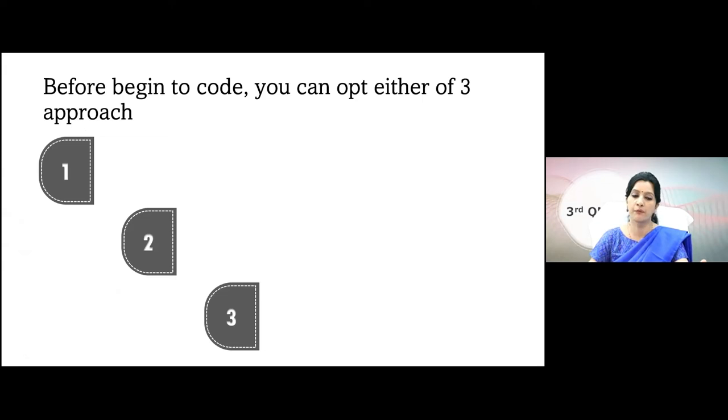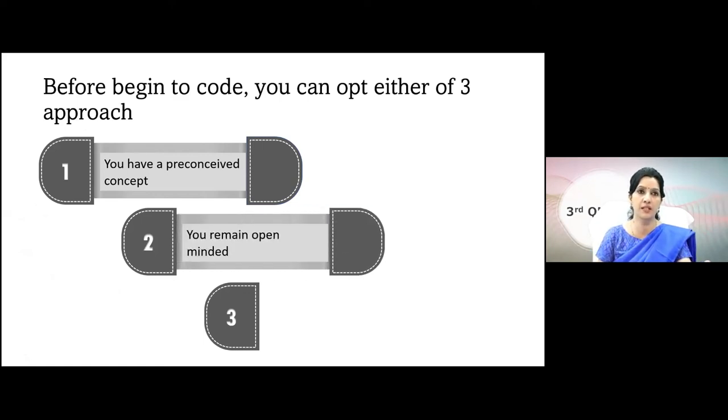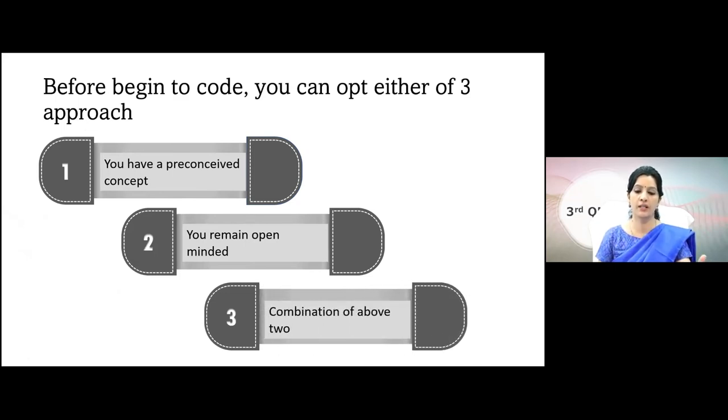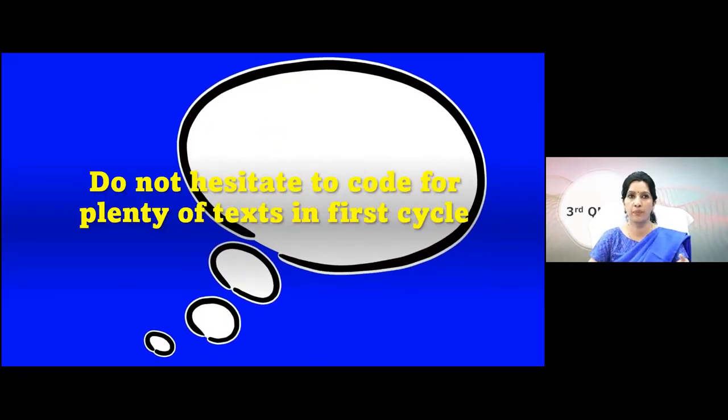Before you begin to code, you can opt for any of these three approaches. We have done that. You can start with a deductive approach, where you have a preconceived concept, or an inductive approach, where you remain open-minded, or a combination of the two. You may start with a deductive approach, but while going through the analysis you may add a few more themes, and now it is a combination of deductive and inductive. So do not hesitate to code plenty of text in the first cycle.